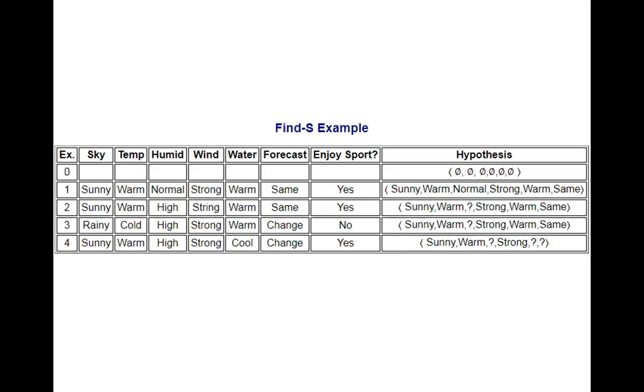Okay, question mark indicates it can be normal or high. And then wind, I have specified, it has to be strong. So three fields are specified: sky has to be sunny, air temperature has to be warm, wind has to be strong. Humidity can be any value, water can be warm or cold, forecast can be same or different. Question mark indicates it will accept any value. So this is the hypothesis we got from the Find-S algorithm for the given data set.